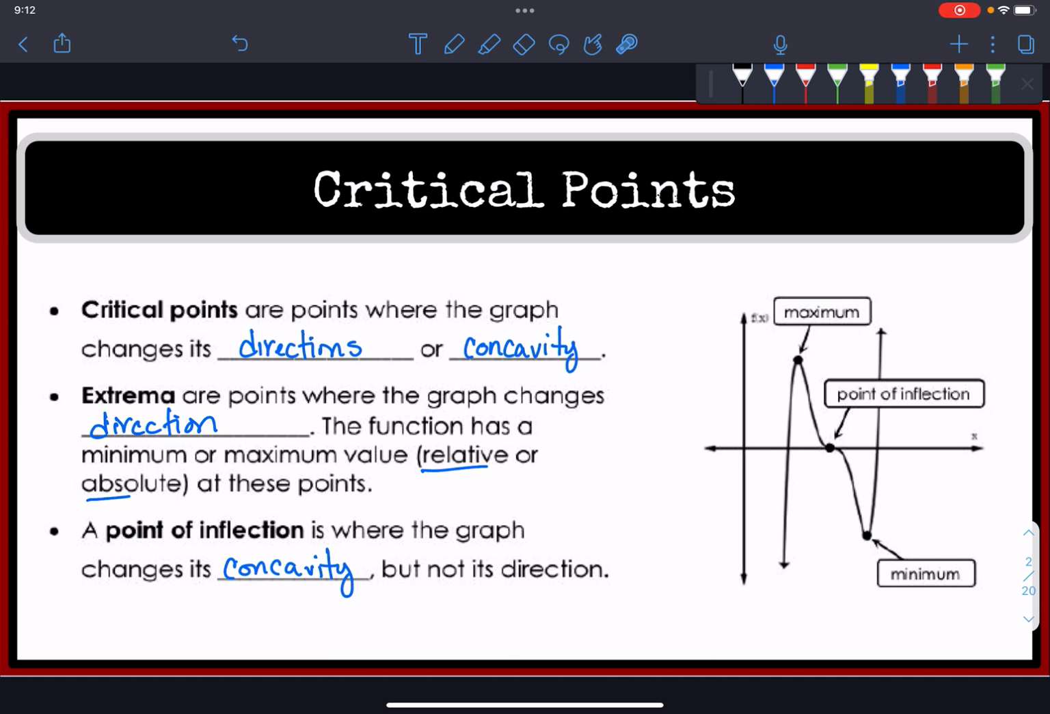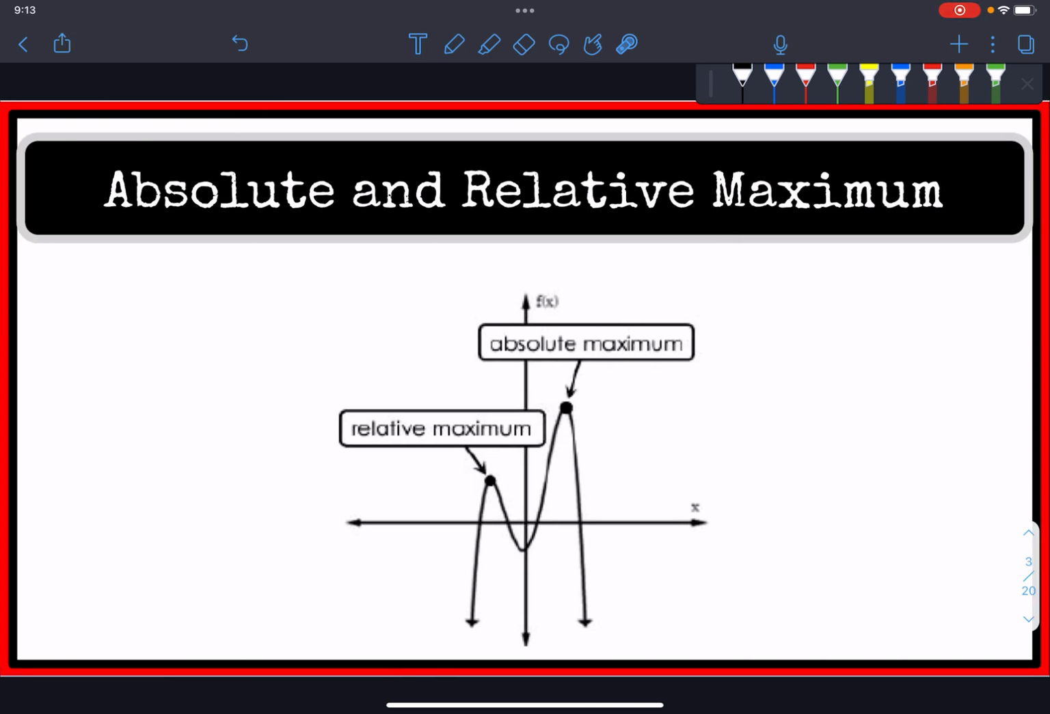Now these two critical points can be categorized as being the absolute highest or relative highest, and the same thing in the other direction, the absolute minimum or the relative minimum. So let's compare the words relative and absolute. The word absolute means exactly what you think: in this case, largest. If I say the absolute maximum, I'm referring to a point on the graph that is higher than any other point on the graph.